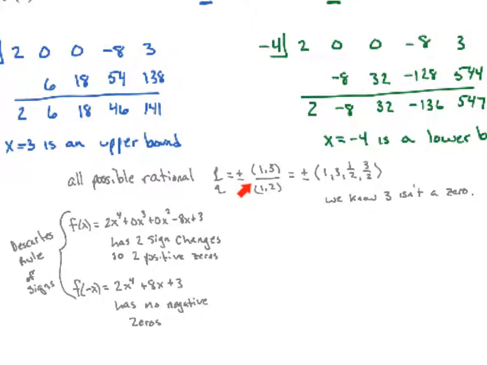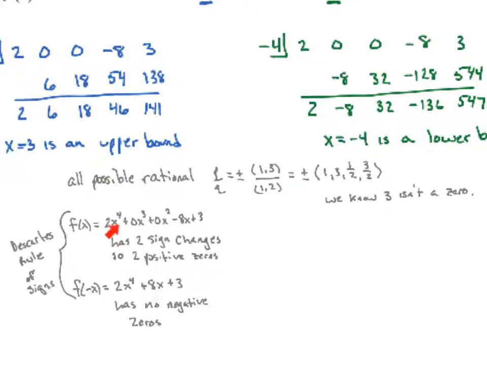The factors of the constant term, which was 3, are 1 and 3. The factors of the leading coefficient, which was a 2, are 1 and 2. All my fractions are 1 over 1, 3 over 1, 1 over 2, 3 over 2, and it could be plus or minus.